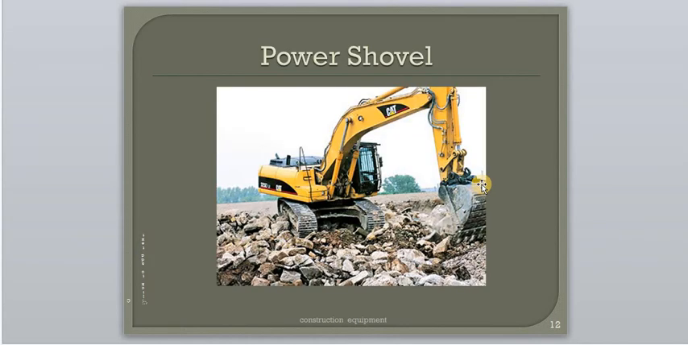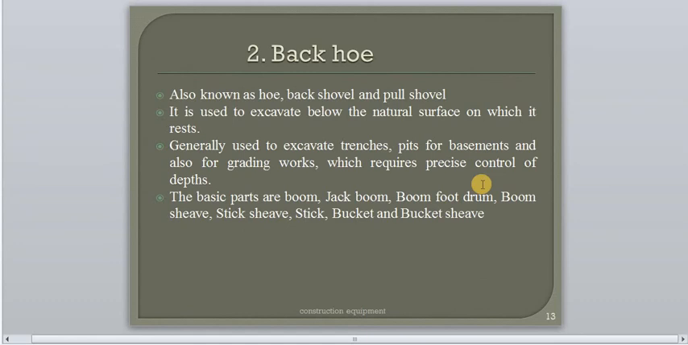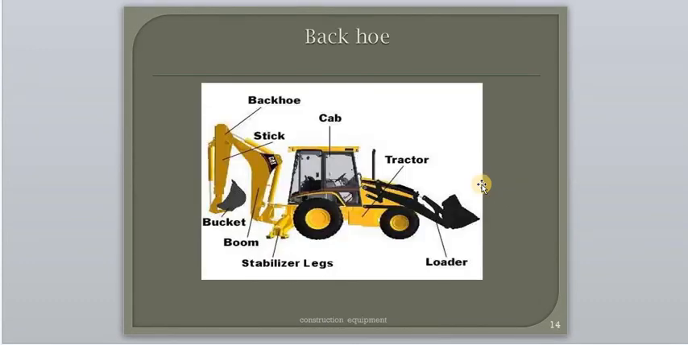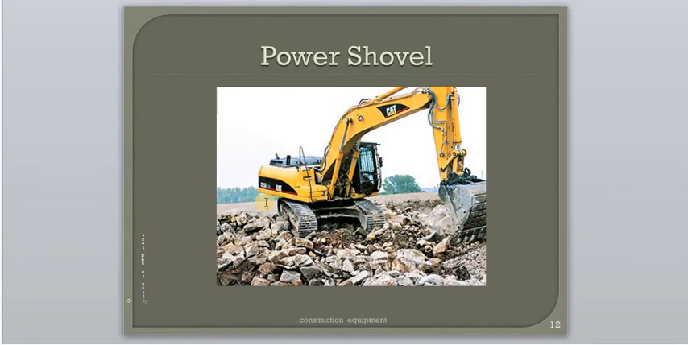This is a small figure for this. Next earth moving equipment is the backhoe, also known as back shovel and pull shovel. It is used to excavate below the natural surface on which it rests. So here there is a figure, and this is a back shovel. Grading is done with the loader, and the bucket can also be used. So simultaneously this can be used for two purposes.